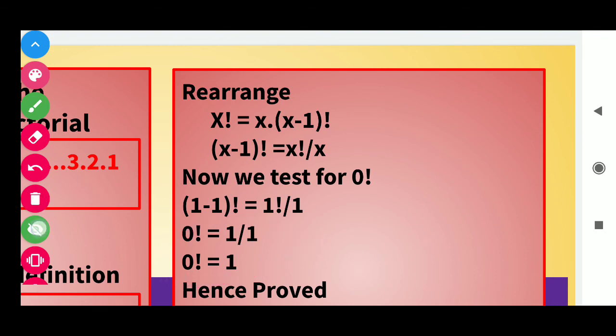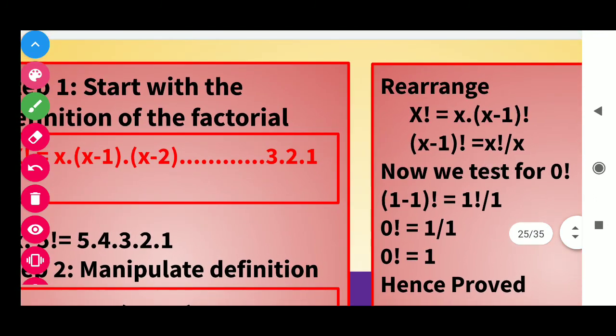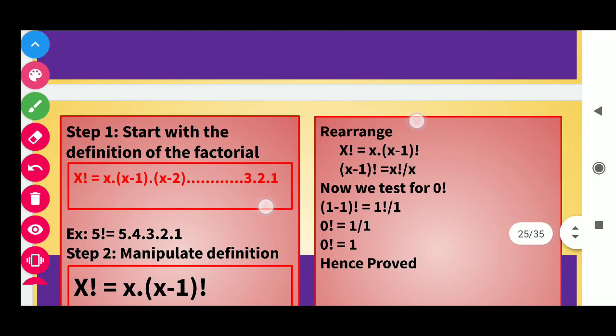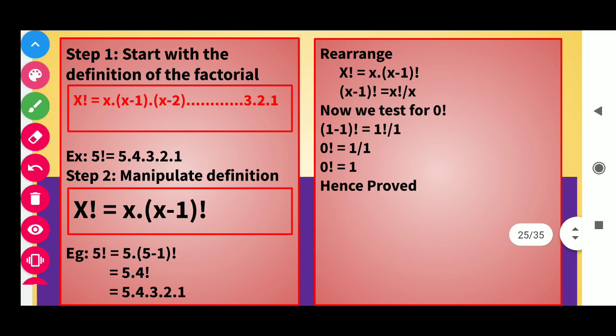So in today's session I have explained to you why 0 factorial is 1. So write down the proof in your notebooks.